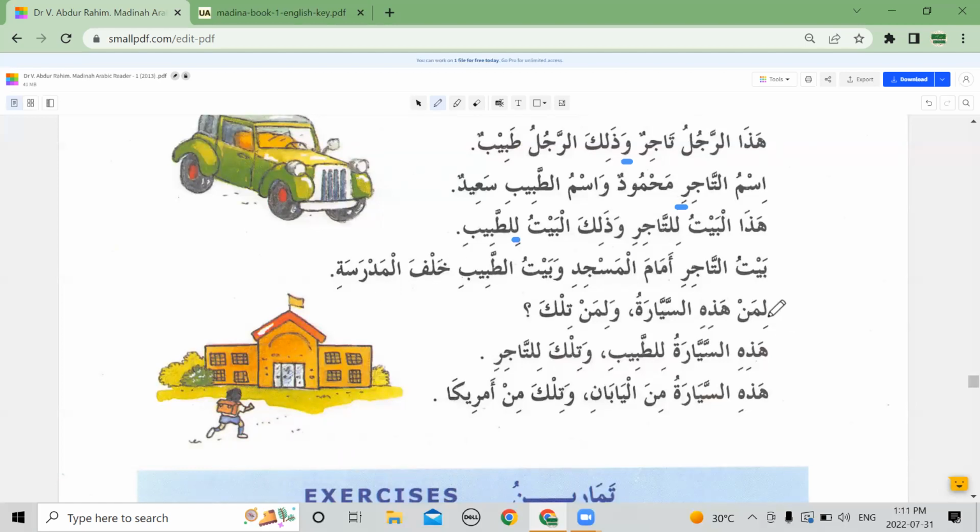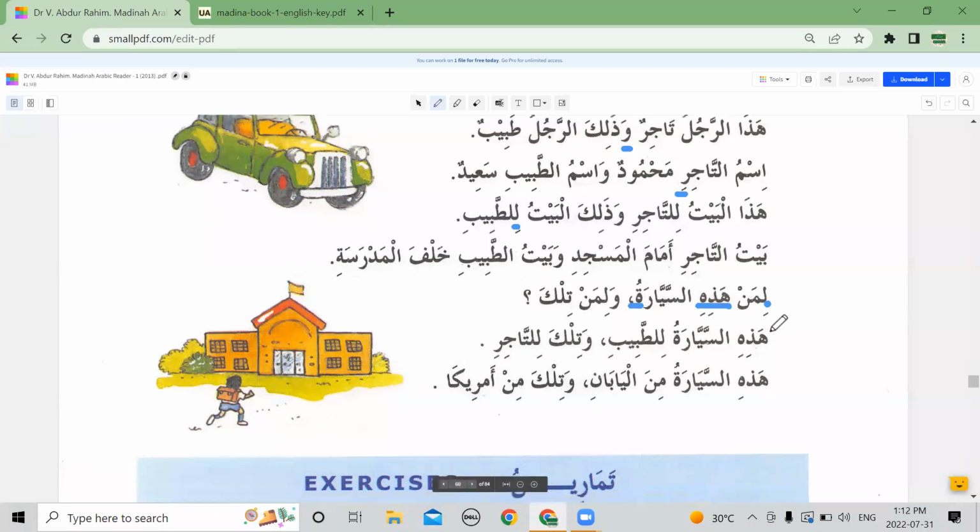the school. Good. لمن هذه السيارة ولمن تلك. The meaning? What does liman mean? Liman هذه السيارة. To whom does this car belong? ولمن تلك. And to whom that? Tilka is that. Why are we using hadihi here and not hada for this? Because sayyaratu is feminine, right? Yes. So we have to use hadihi.